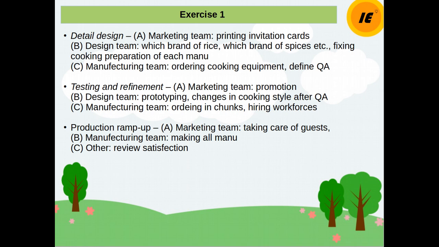So that is the testing and refinement. The design team will do that, where the chef will cook each item, and then the quality assurance team will decide what changes are to be made, etc. And finally the manufacturing team in this phase will order.